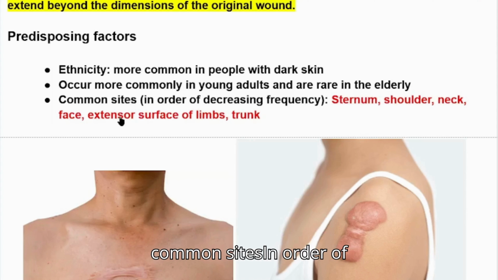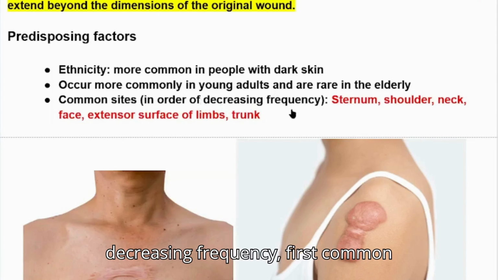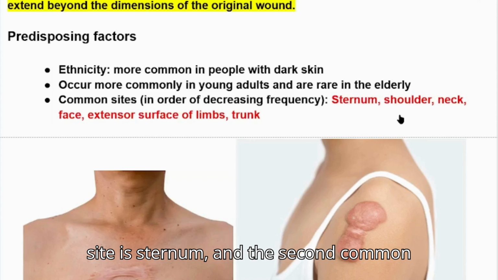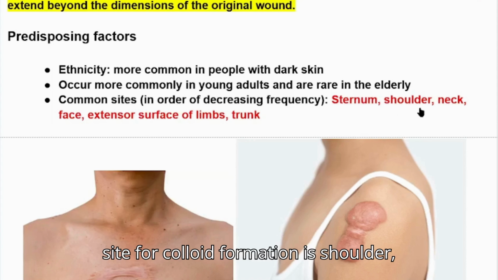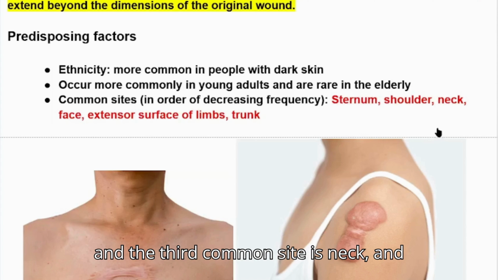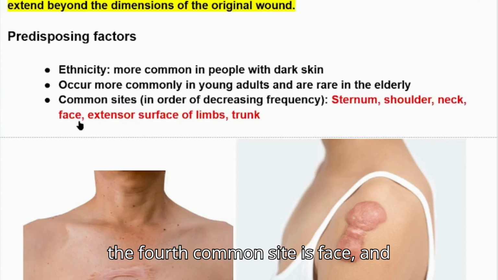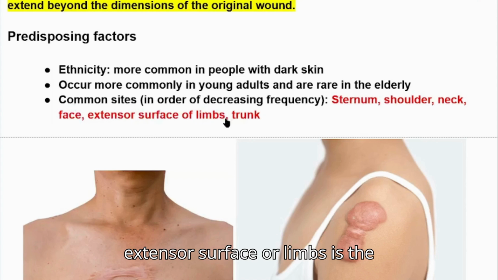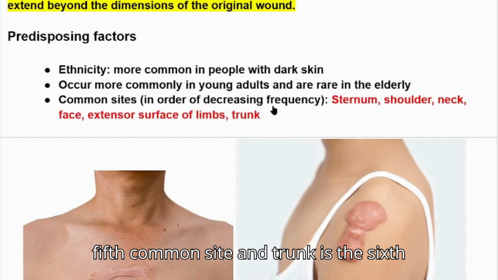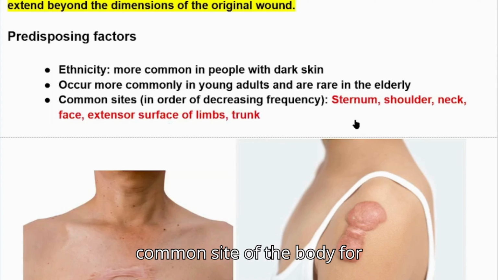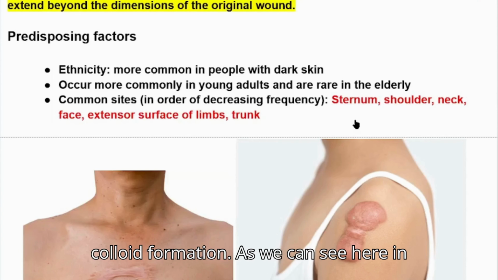Okay, common sites in order of decreasing frequency. The first common site is the sternum, the second is the shoulder, the third is the neck, the fourth is the face, the extensor surface of limbs is the fifth, and the trunk is the sixth common site of the body for keloid formation.